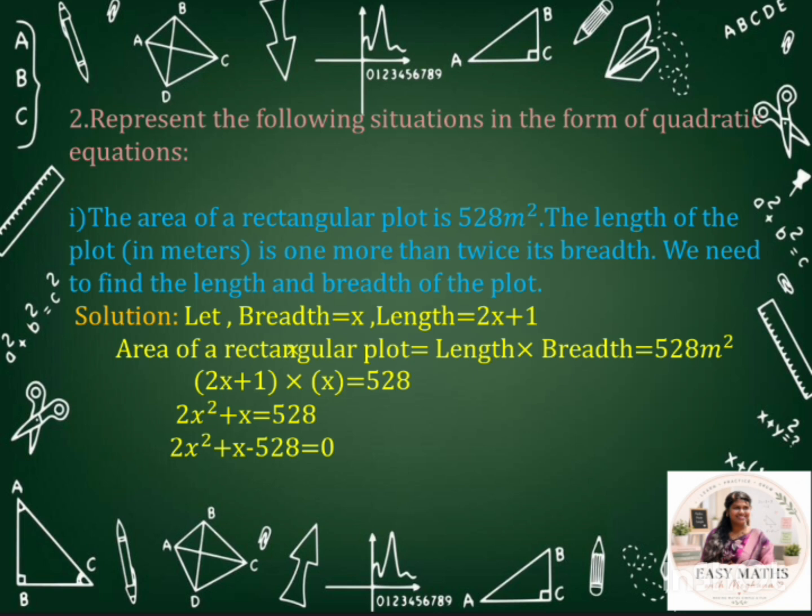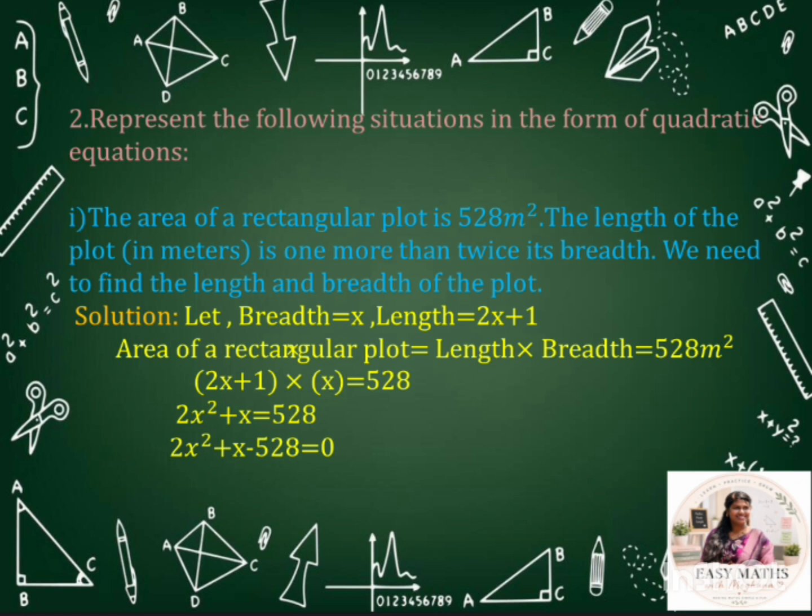to 0. First question, the area of the rectangular plot is 528 meters square. The length of the plot in meter is 1 more than the twice its breadth. We need to find the length and the breadth of the plot. So here we have to find the value of length and breadth of the plot by using the formula. We can take breadth as x and length as 2x plus 1 here, because it is given that length of the plot is 1 more than the twice of its breadth.